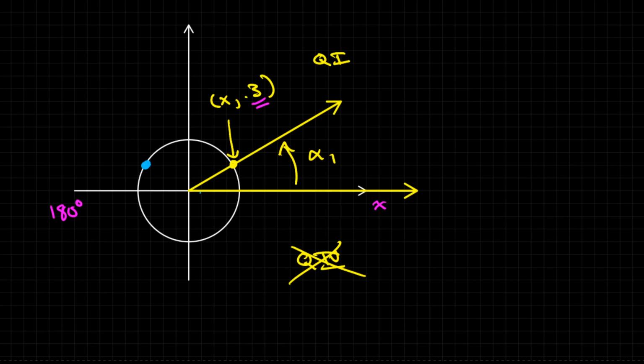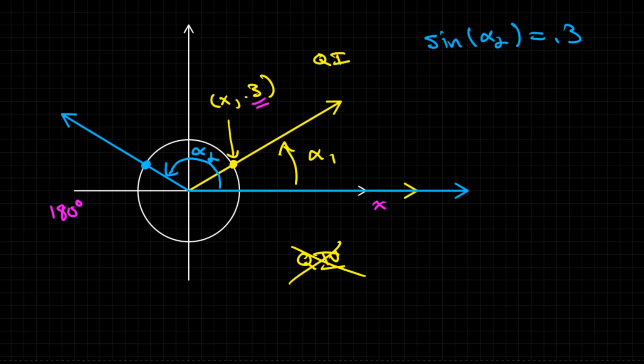So this other angle that I'm going to draw also has a sine of 0.3. So let me label it. Let's call this alpha 2. And what I'm saying here is that sine of alpha 2 is also 0.3.